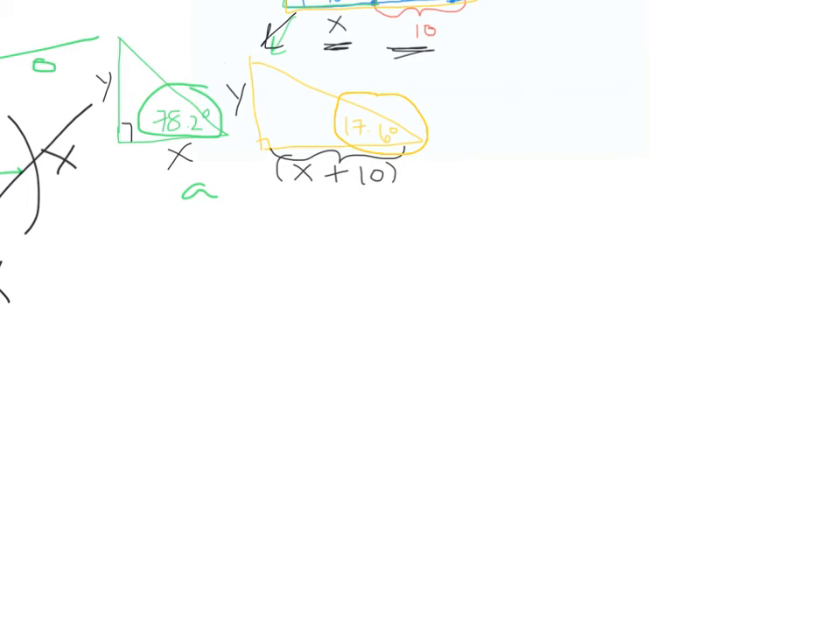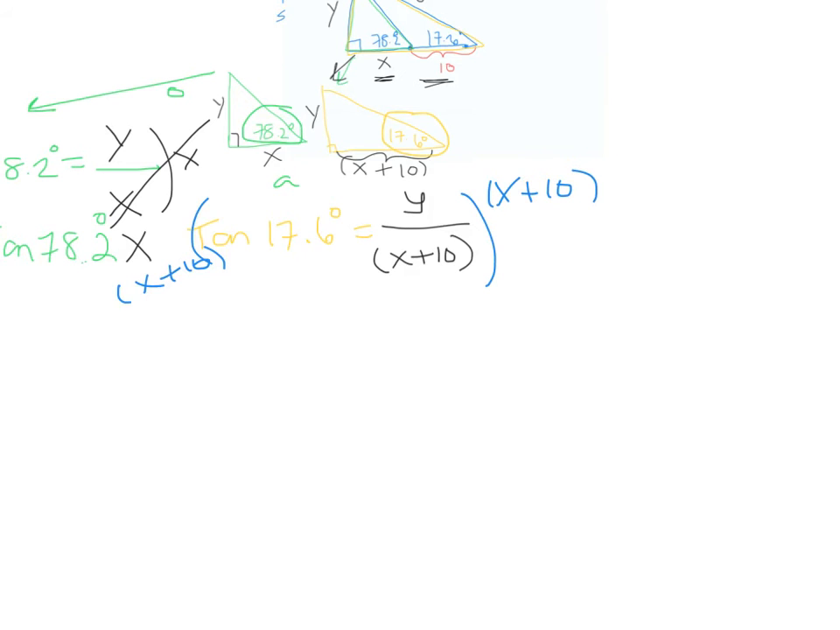So in reference to 17.6 degrees, y is the opposite, and the quantity x plus 10 is the adjacent. So I'm going to write the tangent of 17.6 degrees is equal to the opposite side. The opposite side we're calling y, and the adjacent side is the quantity x plus 10. I'm then going to multiply both sides by the denominator, the quantity x plus 10, so I can isolate y. And when I do that, I get y equals the quantity x plus 10 times tangent of 17.6.